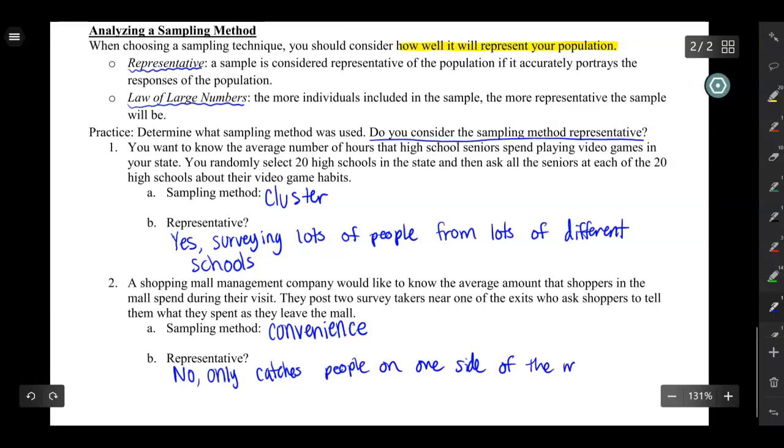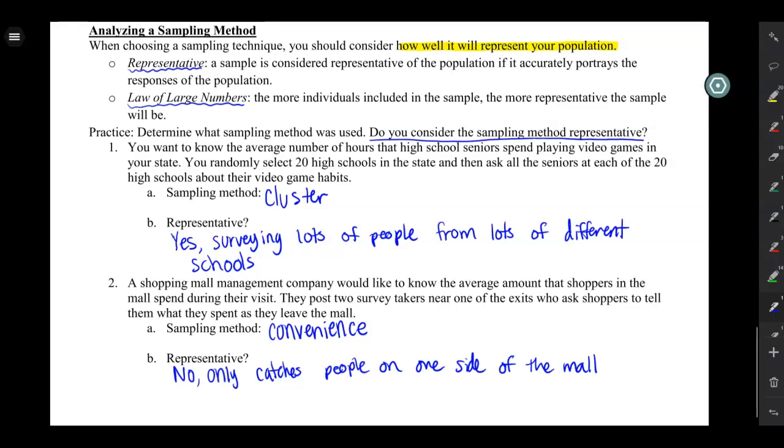So maybe if that exit is by a really expensive store, then the people leaving there are going to have spent way more money than someone leaving the food court or something. It's also just that anytime you have a convenience sample and you're not requiring people or giving them any sort of reason to take your survey, it's going to be hard to have it be a representative sample.